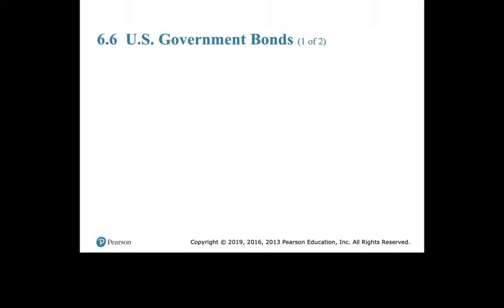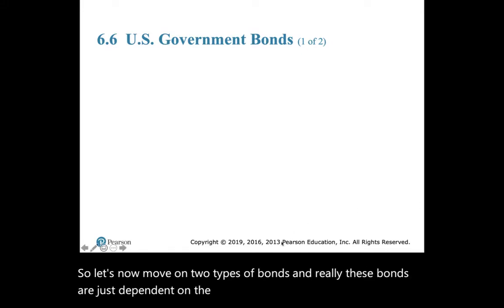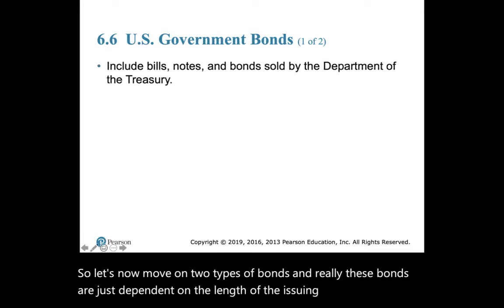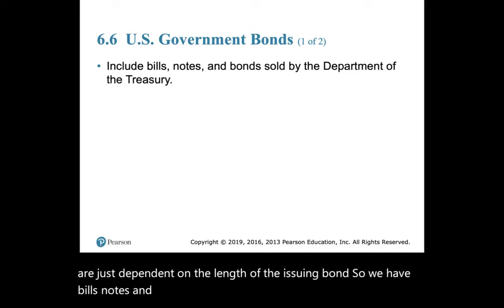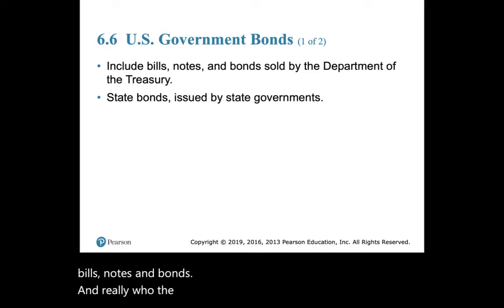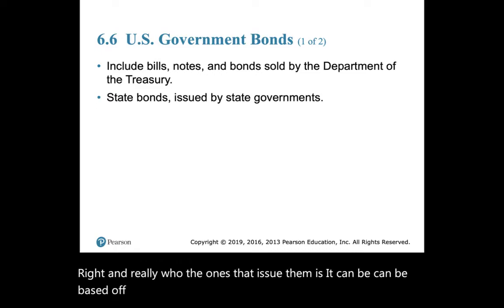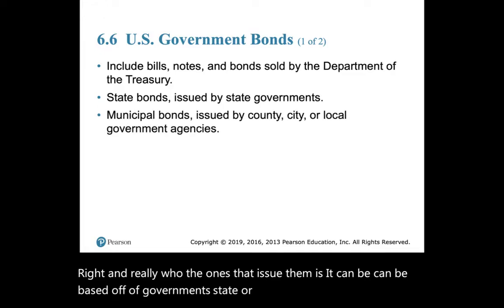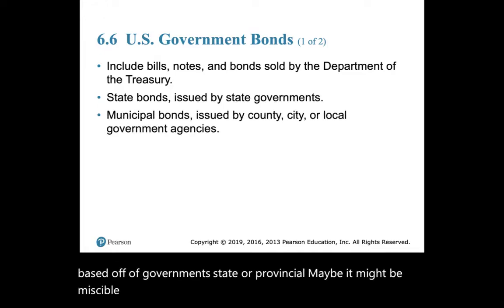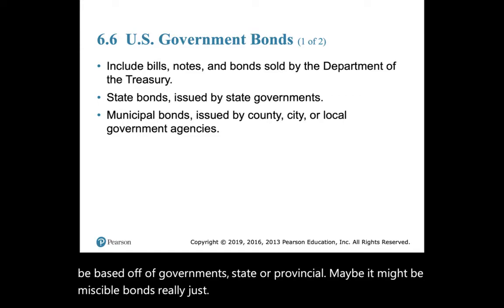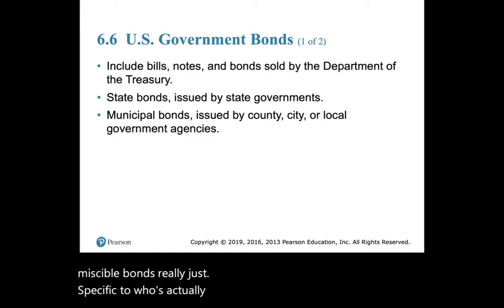So let's now move on to types of bonds. These bonds are dependent on the length of the issuing bond. So we have bills, notes, and bonds. The ones that issue them can be governments, state or provincial, or maybe municipal bonds, really just specific to who's trying to raise the capital.